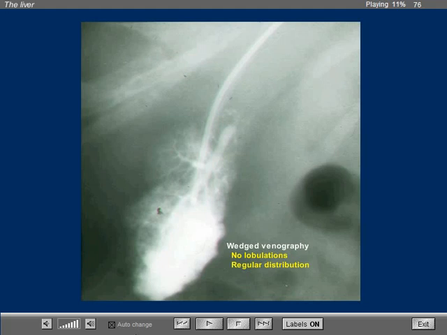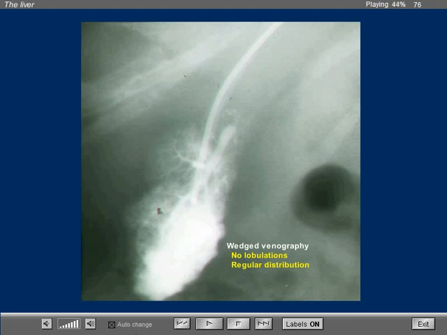catheterized either from the arm or from the femoral vein. When the catheter is advanced, it is placed in the wedged position. There we record pressures that reflect the sinusoidal pressure. And in patients with cirrhosis and portal hypertension, the sinusoidal pressure is elevated and generally reflects the pressure in the portal vein. We then move the catheter to a free position, and in that way we can establish a gradient.